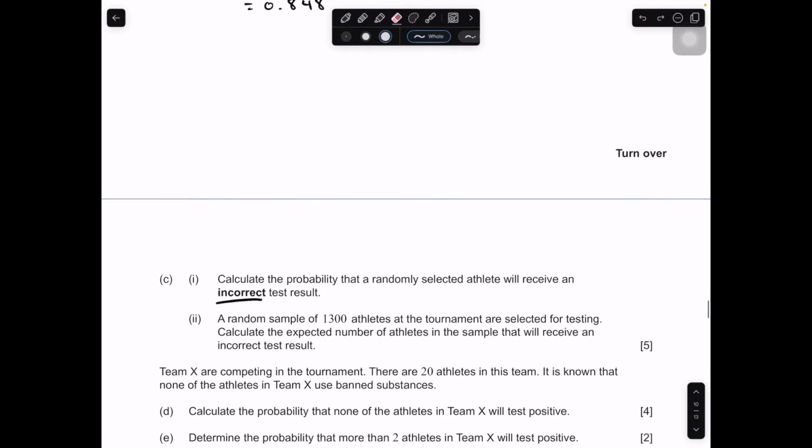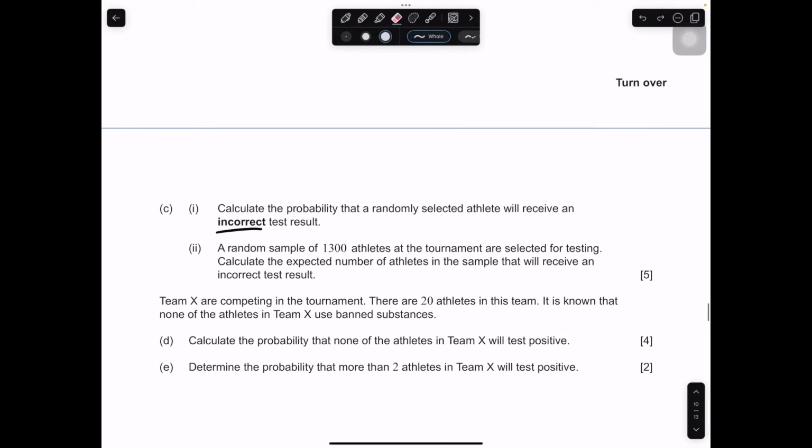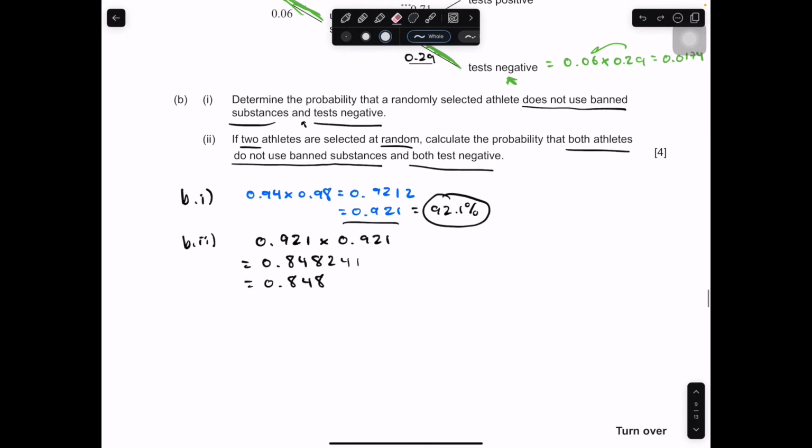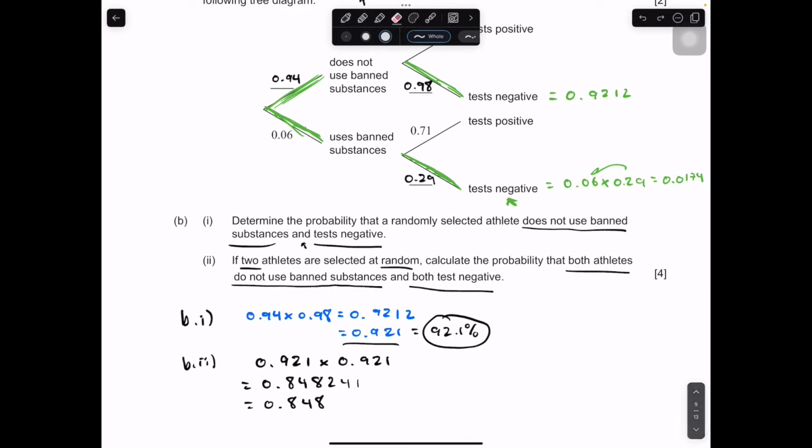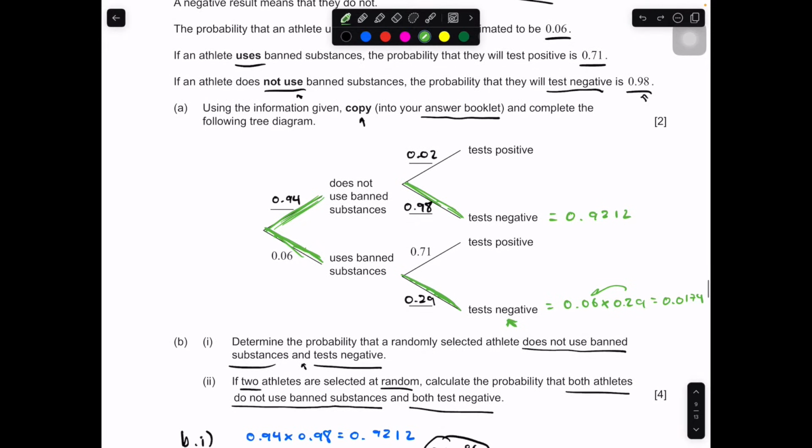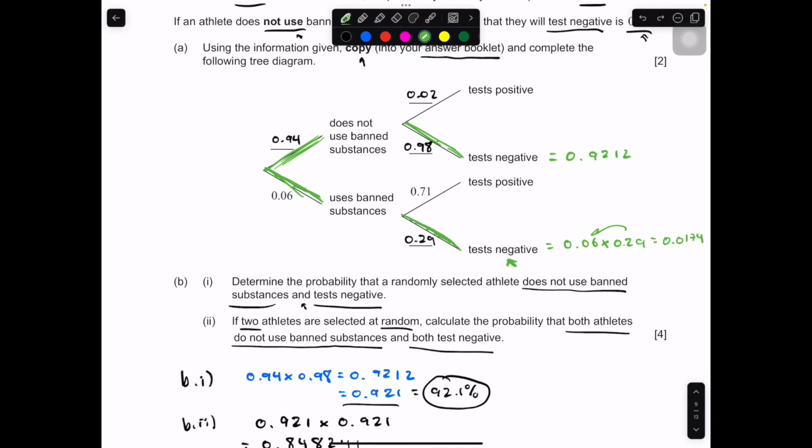Okay, so calculate the probability that a randomly selected athlete will receive an incorrect result. Well, what can we say? Okay. Whoops, sorry, I made a mistake. Does not use banned substances and tests positive. Here we go. That seemed a little high.